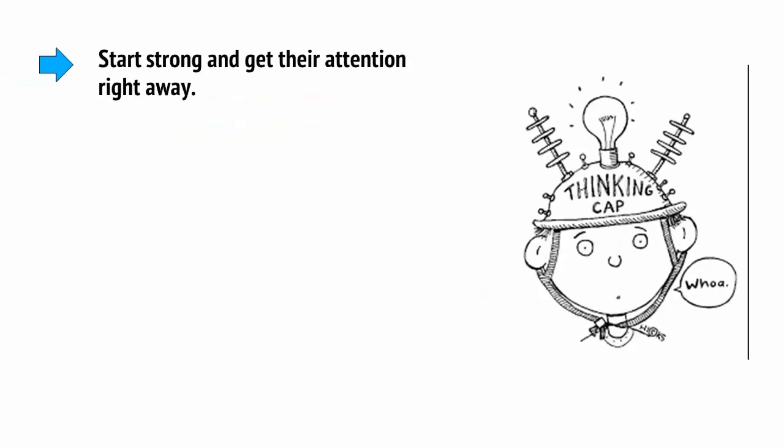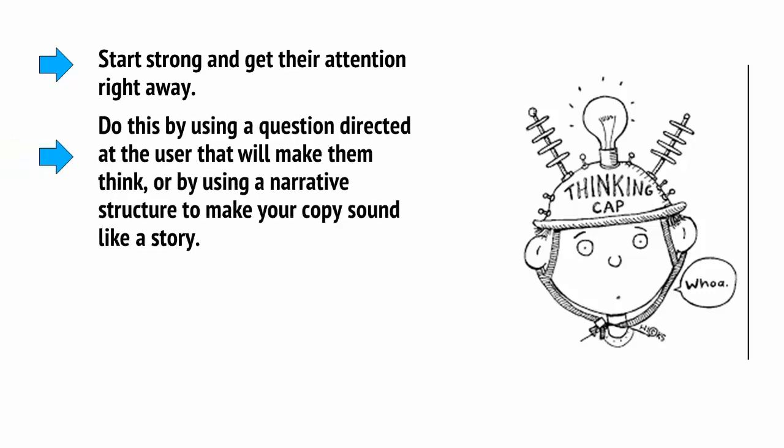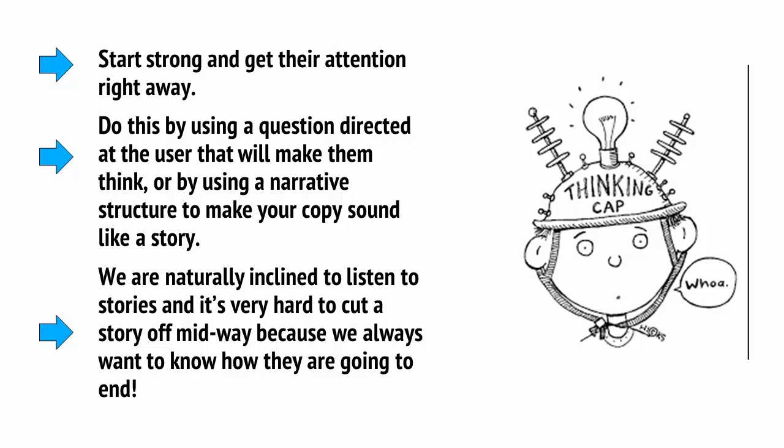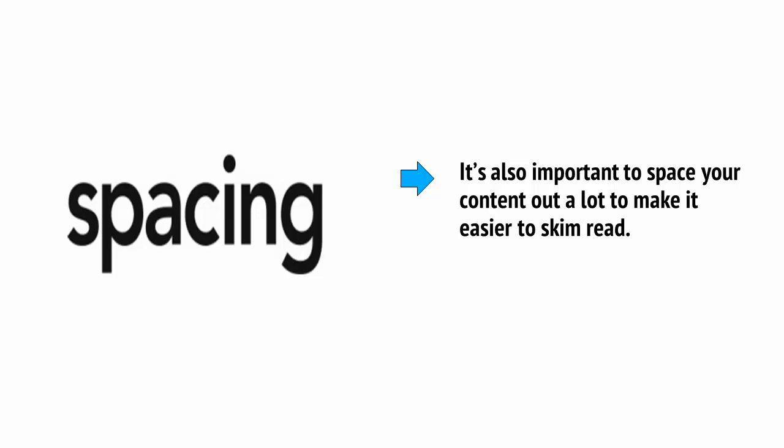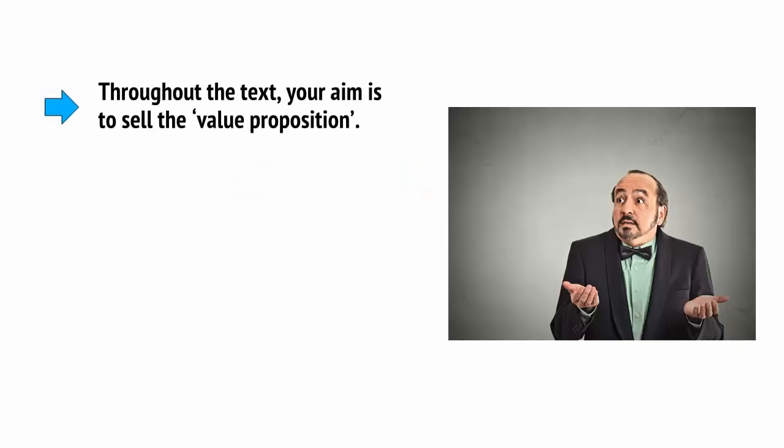Start strong and get their attention right away. Do this by using a question directed at the user that will make them think, or by using a narrative structure to make your copy sound like a story. We're naturally inclined to listen to stories, and it's very hard to cut a story off midway because we always want to know how they're going to end. It's also important to space your content out a lot and to make it easier to skim read. Use descriptive headings. Throughout the text, your aim is to sell the value proposition.